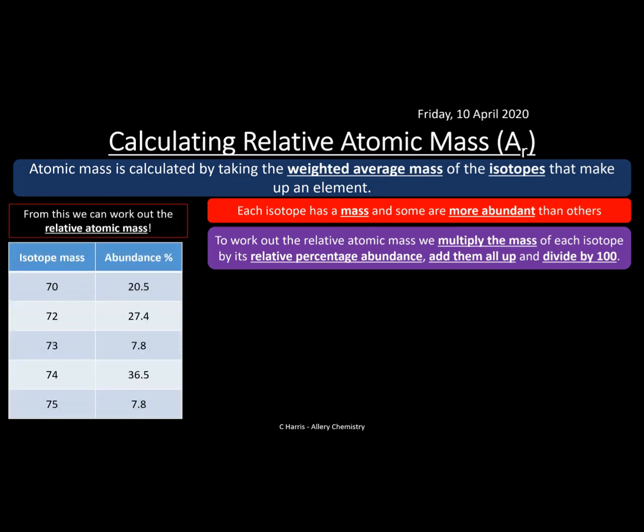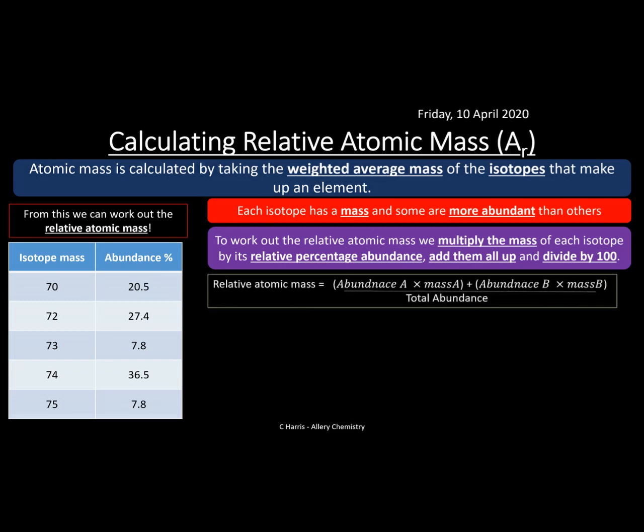So here we've got an example of an element, but the element is made up of isotopes. For example, we've seen carbon actually exists as 3 main isotopes. That's what makes up carbon as an element. This one has different isotopes. So we've got isotopes of mass 70, 72, 73, 74, and 75. And we've got the abundance. That basically means how much of that isotope is there in a sample. So if we take a box of atoms and we had 100 atoms in there, approximately 20 and a half of them would have a mass of 70, 27.4 of them would be 72, 7.8 would be 73, etc. So that's basically what that means.